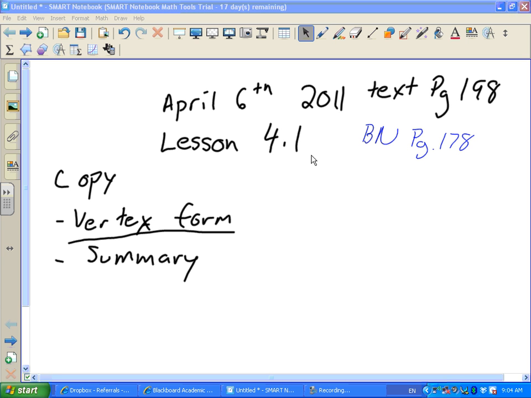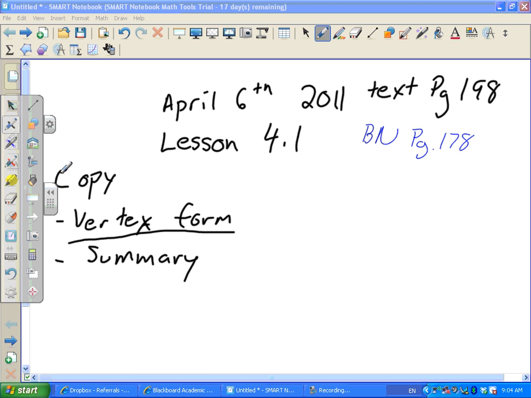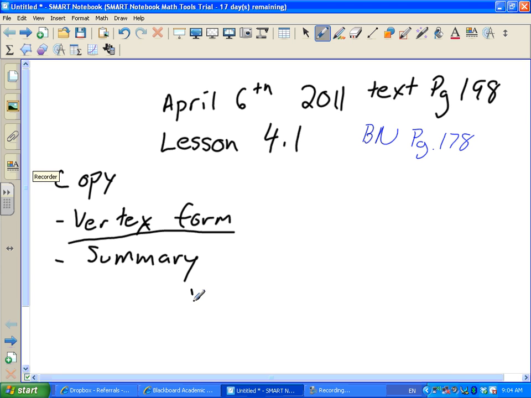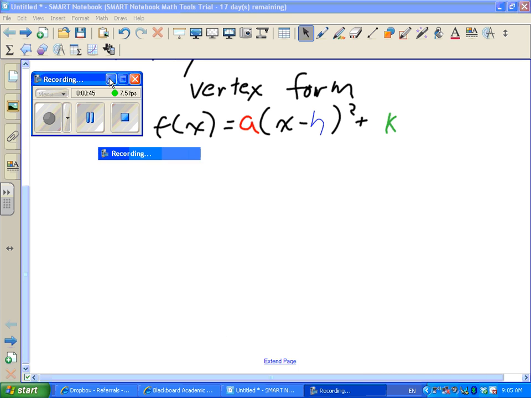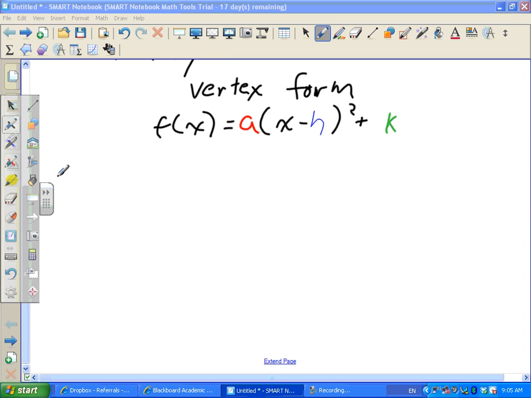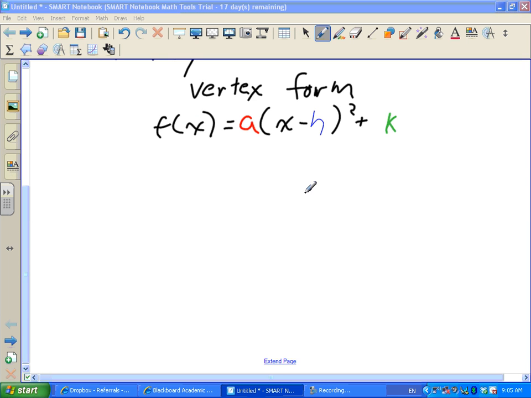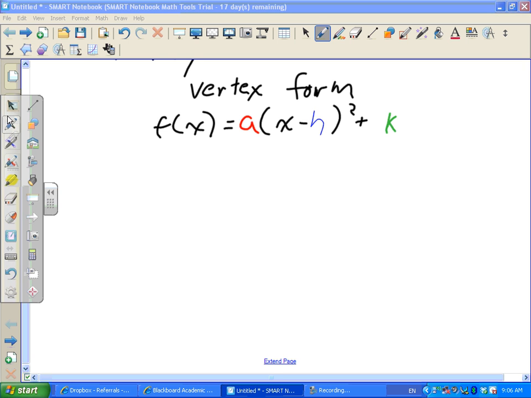They had given us our vertex form, which was f of x is equal to... I'm going to make sure we've got the right colors down that we used from before in the first chapter. Our vertex form is f of x is equal to a times (x minus h) squared plus k. So if you guys remember, all of these variables represented something when we were drawing a parabola. Our a had to do with the stretch factors.